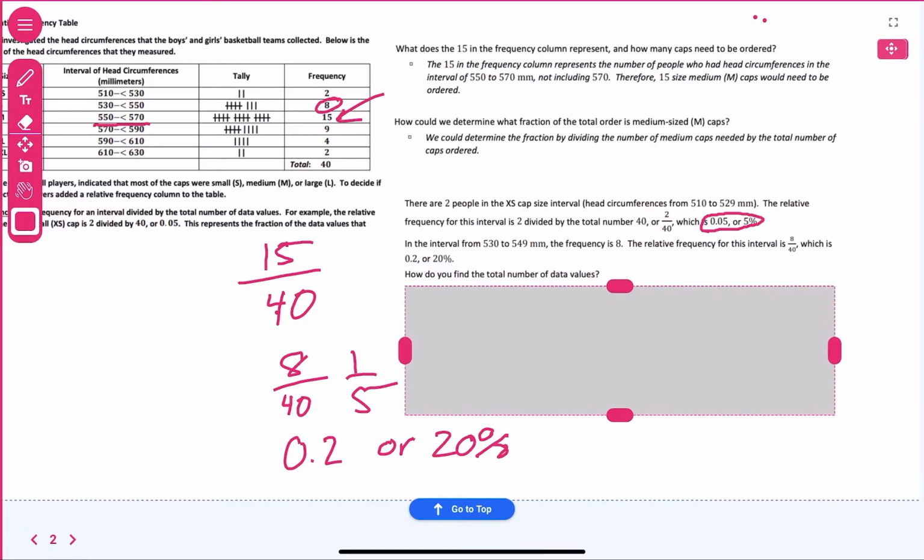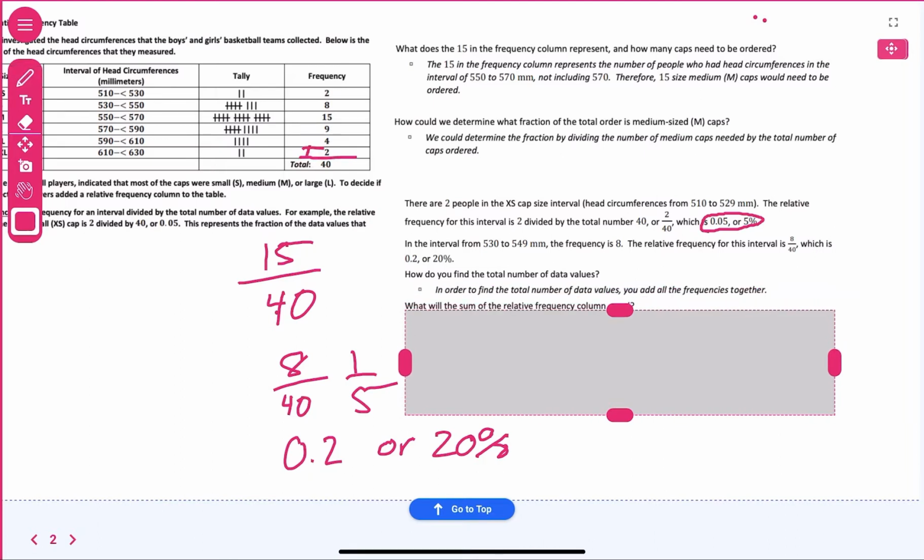Now, how do you find the total number of data values? So what if this was not here? What if the total was not given? What would you do? All you have to do is just add up all the frequencies. In order to find the total number of data values, you add all the frequencies together. Like I said, add the frequencies.